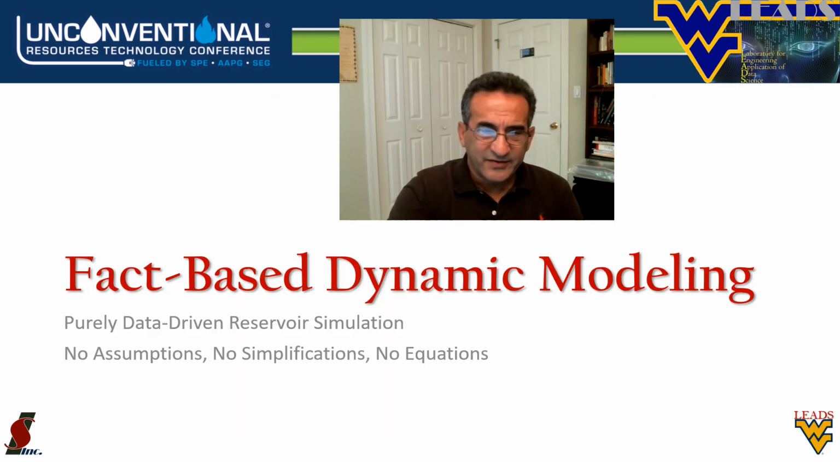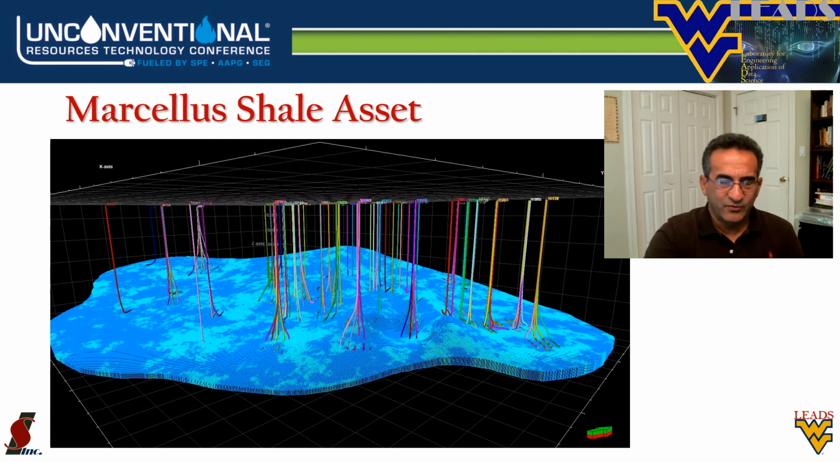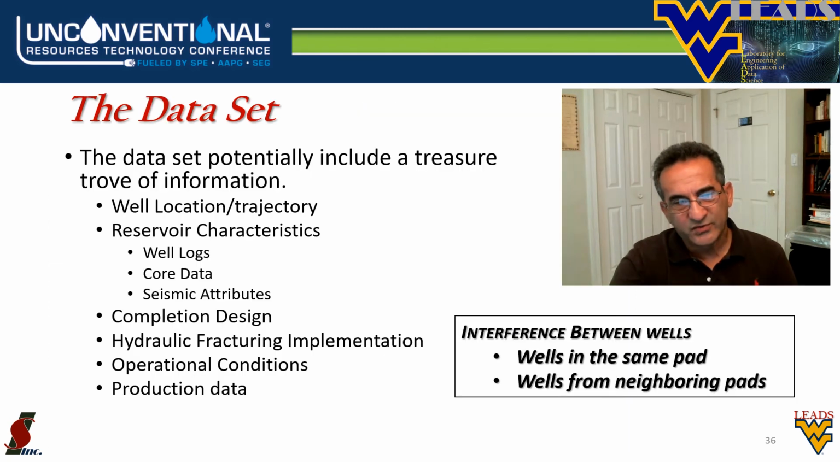The next one is fact-based dynamic modeling, and we used a very large number of wells. As you can see, we built a purely data-driven numerical reservoir simulation. The data set potentially includes a treasure trove of information. We had well location and trajectory, reservoir characteristics, well logs, core data, seismic attributes, completion data, hydraulic fracturing implementation, operational condition and production data. And the wells are in the same pad. The interference between wells is between wells in the same pad and wells in the neighborhood pad. And again, that's the definition of what we're talking about.